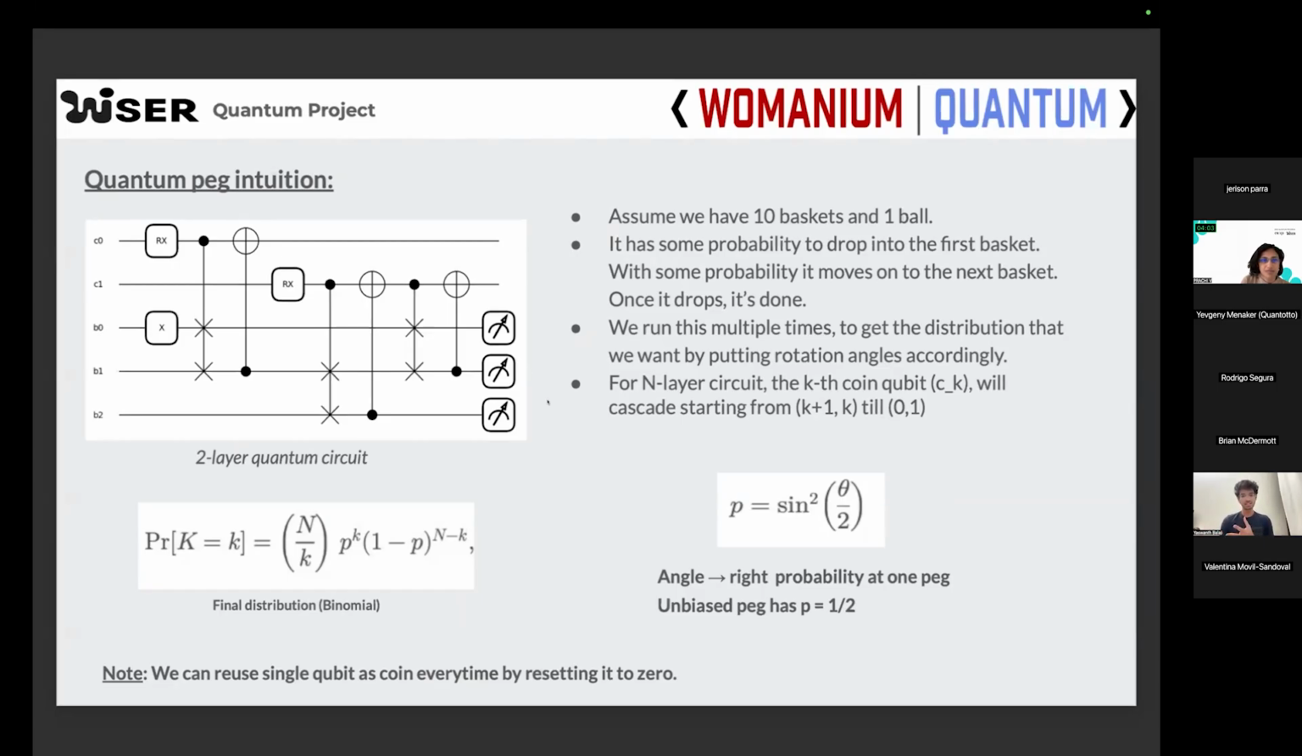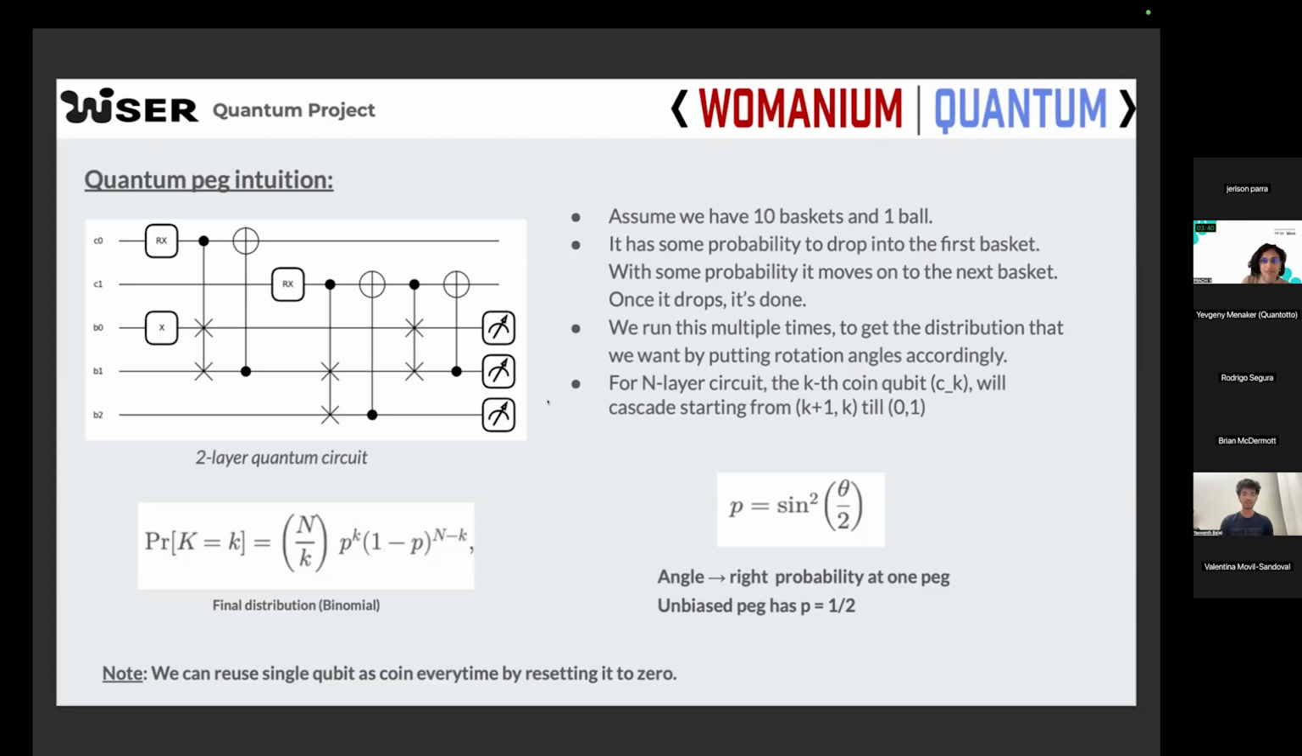So for an n-layer circuit and for the kth coin fall, we need to cascade it from k+1, k, till 0, 1, because it might have fallen in any of those previous cases. That is the intuition, and we have one qubit to act as our coin, and the qubit is going to be reset after every run, after every layer. Applying this for n layers, we can get any distribution we want.